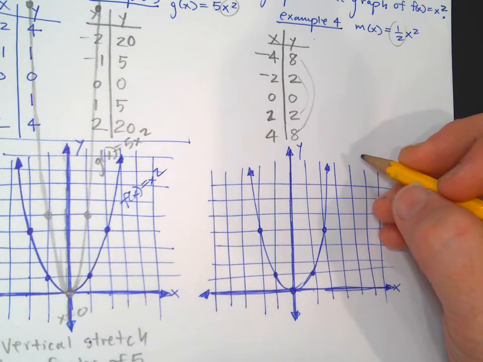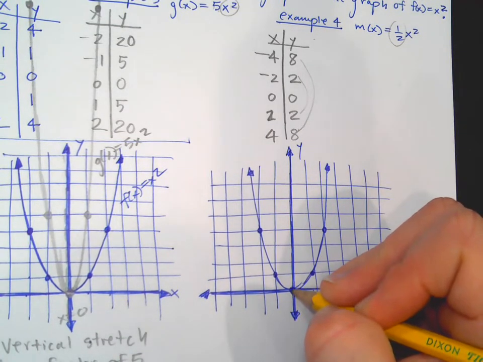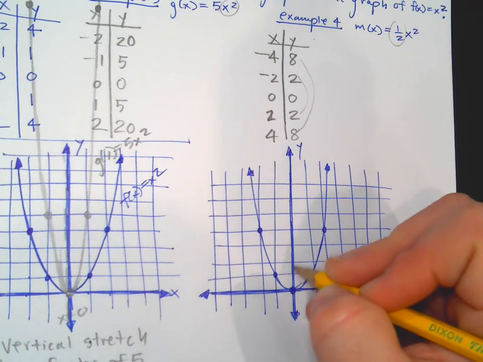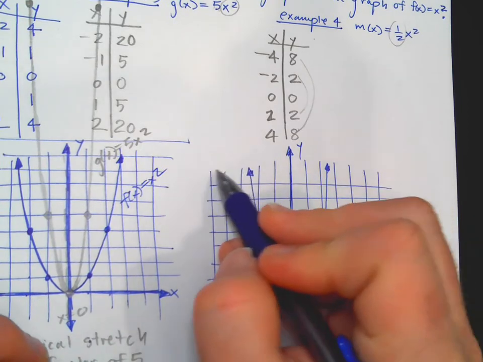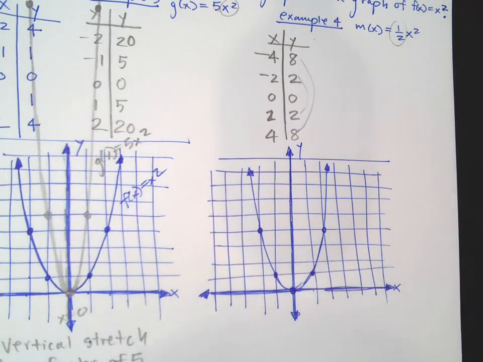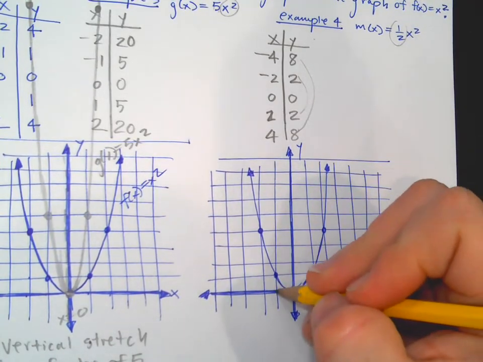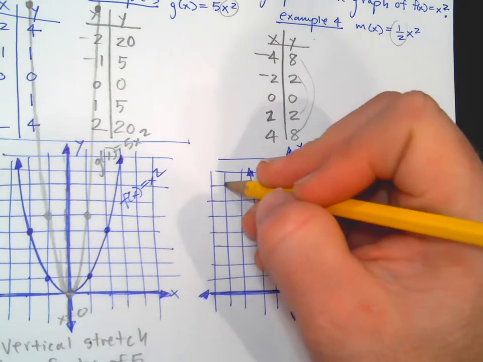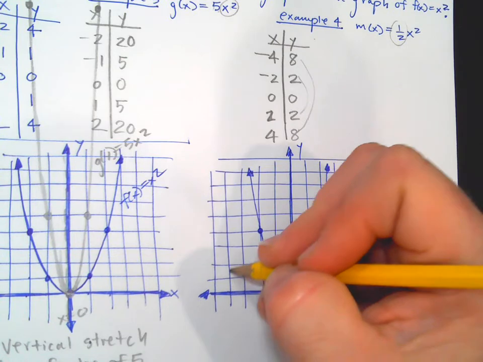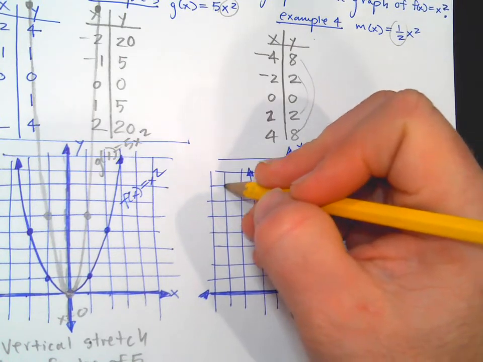So -4, 8. 1, 2, 3, 4, 5, 6, 7, 8. So -4, left 1, 2, 3, 4, 8. 1, 2, 3, 4, 5, 6, 7, 8. Right here.